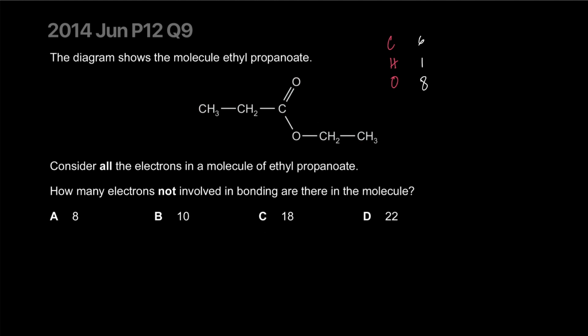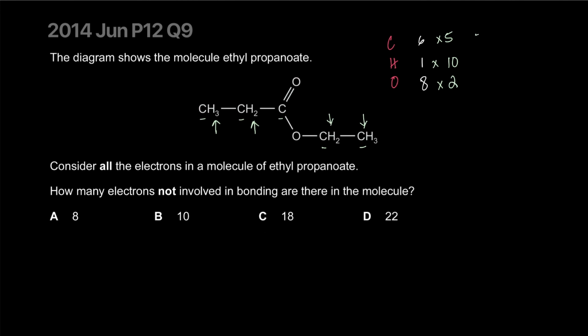Carbon has 6 electrons, hydrogen has 1 electron, and oxygen has 8 electrons, right? But how many of each do we have? 1 carbon, 2, 3, 4, 5. Ethyl propanoate has to be 5 carbons, so 6 times 5. And how many hydrogens? I count 10. How many oxygens? I see 2 oxygens.